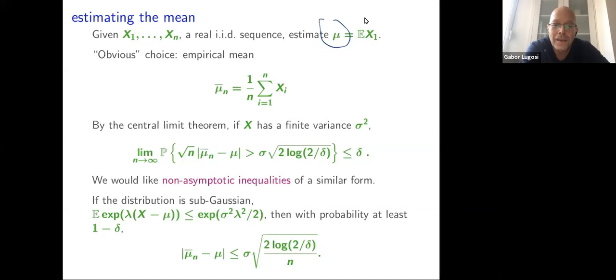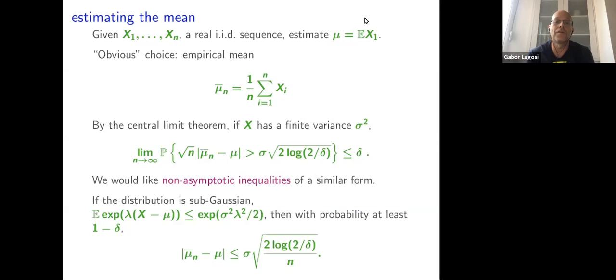So what do we do? How do we estimate the expectation? Well, the obvious choice is the empirical mean, just the average of these random variables. Now we want to know how good this estimator is. If we don't want to assume anything else apart from the existence of the expected value, then there's not much we can say. Well, we have the strong law of large numbers. That's an asymptotic statement that says that the empirical mean converges to the true expectation, but there's not much else we can say.